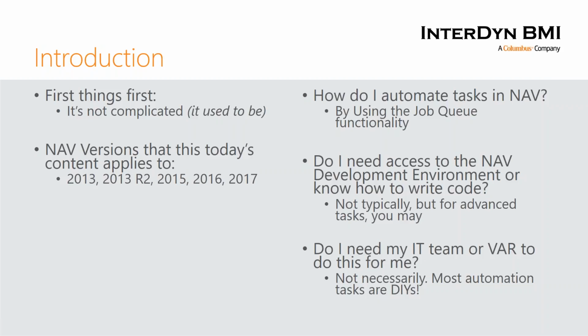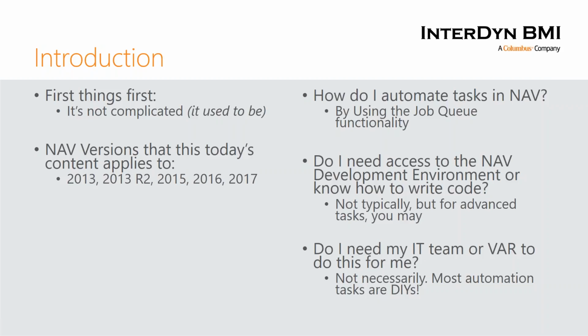So I put in 3 frequently asked questions that I get when I talk about automation. How do I do it? Well, you do it using functionality called job queue. You will not find a word in Dynamics NAV if you're searching; "automate" is not necessarily a search word that will yield any results. But if you look for job queue, which is not to be confused with the jobs module in Dynamics NAV, which is for project accounting, you'll find exactly what you need.